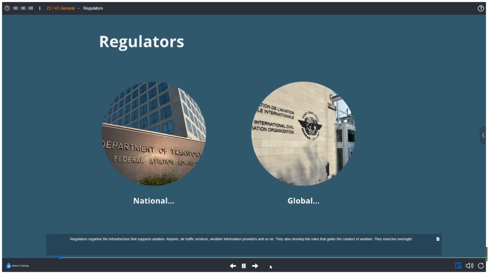Regulators organize the infrastructure that supports aviation: airports, air traffic services, weather information providers and so on. They also develop the rules that guide the conduct of aviation. They exercise oversight.